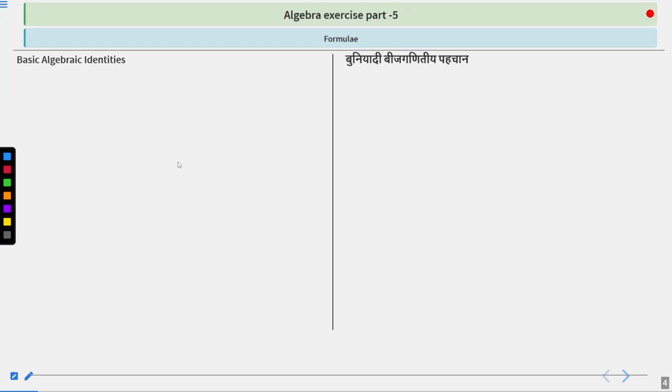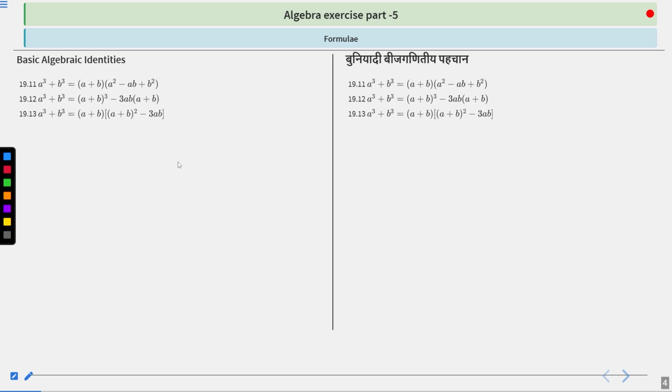Now, these are the formulas which we are going to use while solving the questions. Basic algebraic identities. a cube plus b cube is equal to (a plus b) into (a square minus ab plus b square). a cube plus b cube is equal to (a plus b) whole cube minus 3ab into (a plus b). a cube plus b cube is equal to (a plus b) into ((a plus b) whole square minus 3ab). a square plus b square minus ab is equal to (a cube plus b cube) upon (a plus b). Then a cube minus b cube is equal to (a minus b) into (a square plus ab plus b square).